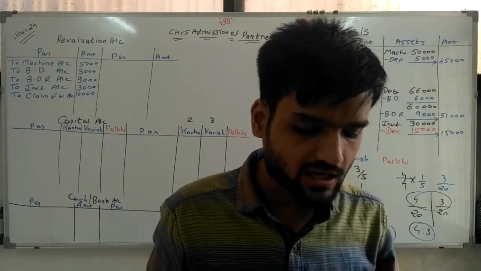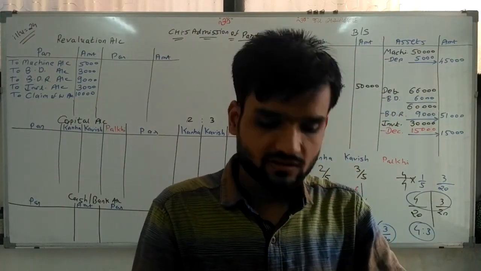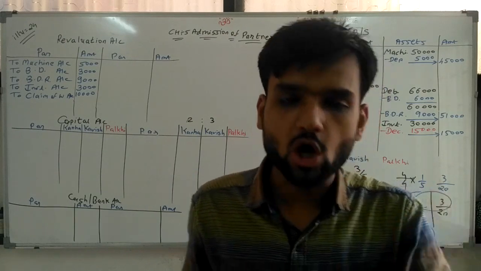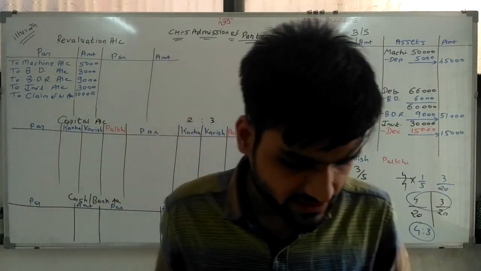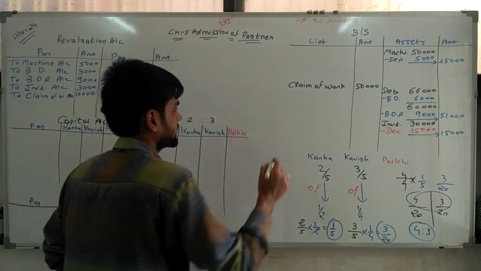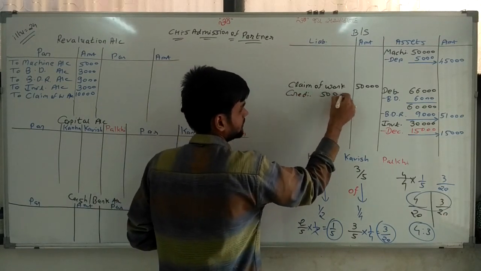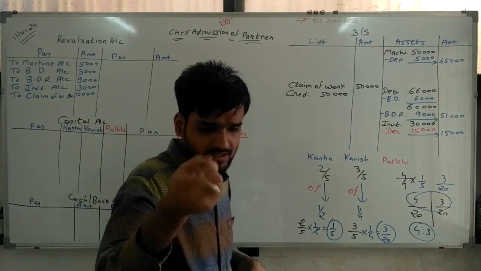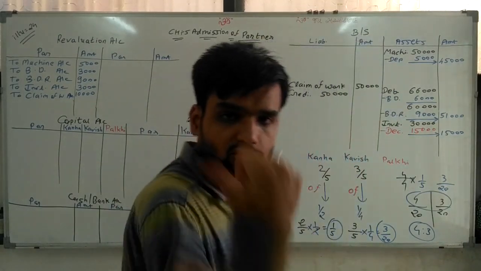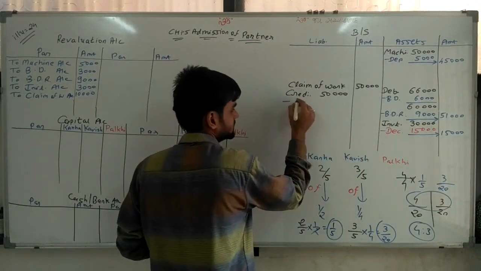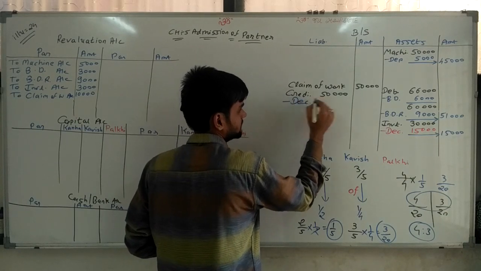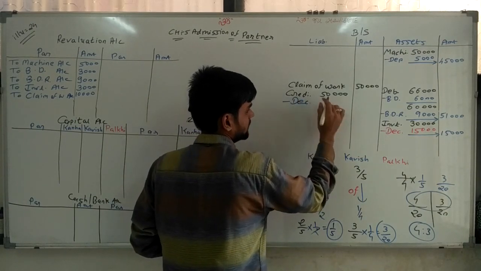Going ahead. 10% of creditors are not to be paid. Sir, creditors is given 50,000. So right here, creditors 50,000 first. Now from this creditors, 10% creditors not paid. Minus, decrease 5,000.